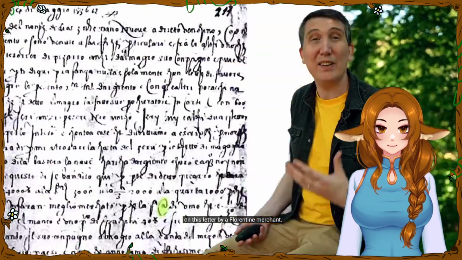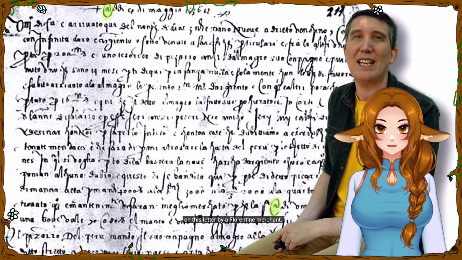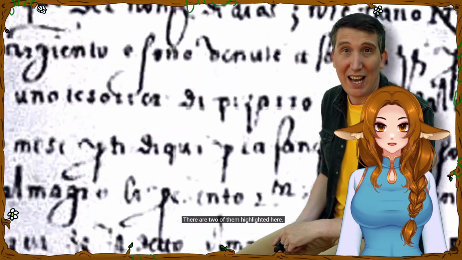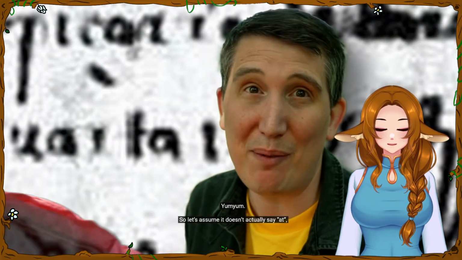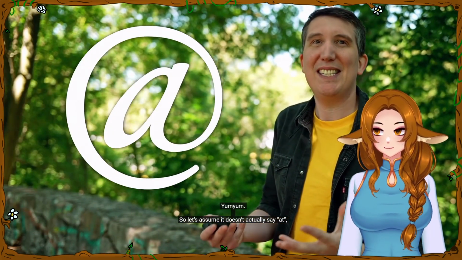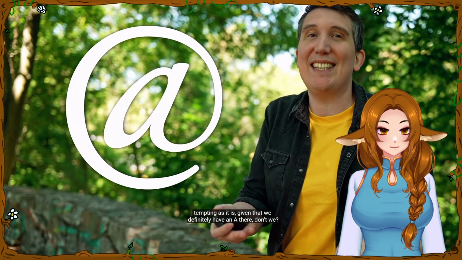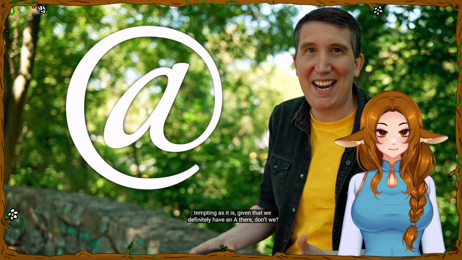So what about our modern usage? The earliest known example of it is from 1536, almost half a millennium ago, on this letter by a Florentine merchant. There are 2 of them highlighted here. He's talking about the price of wine. So let's assume it doesn't actually say "at," tempting as it is, given that we definitely have an A there, don't we?